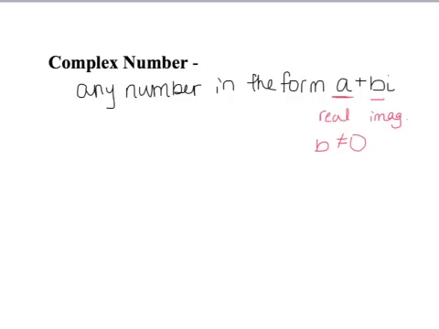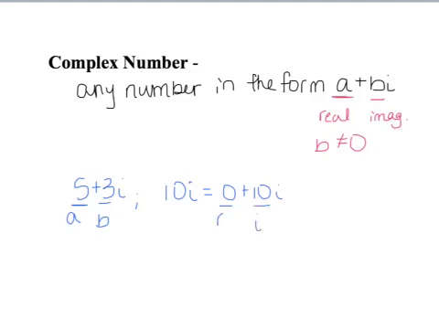So an example of a complex number might look something like 5 plus 3i. Okay, 5 is my a value, it's my real part, and 3 is my imaginary part, it's a coefficient of i. So 5 plus 3i. Or maybe you just have 10i. Every imaginary number can be written as a complex number. In this case, our real part is just 0, because 10i is really 0 plus 10i. So 0 is my real part, and 10 is my imaginary part.